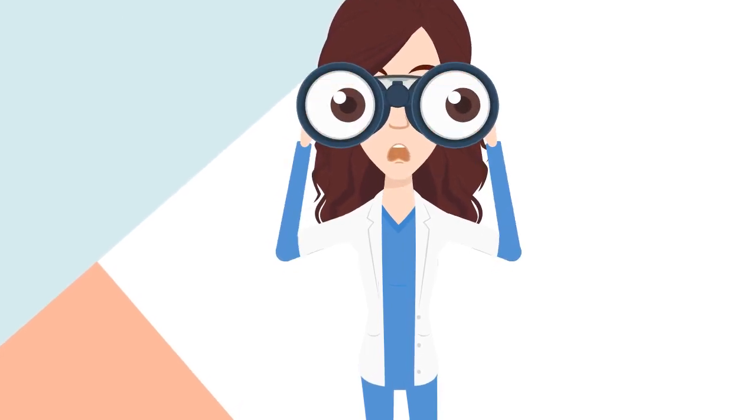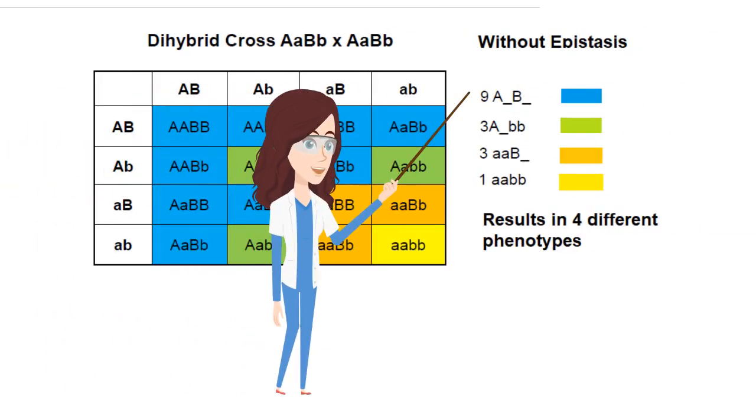Wait, let me take you through an example. Maybe it'll make more sense. Let's look at a typical dihybrid cross without epistasis. As you can see here, we usually get 4 different phenotypes in the 9:3:3:1 ratio.